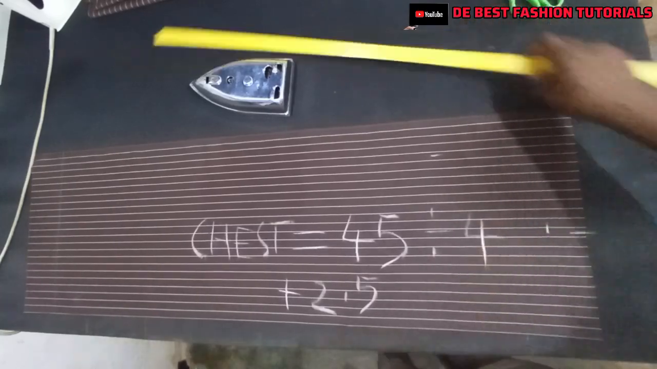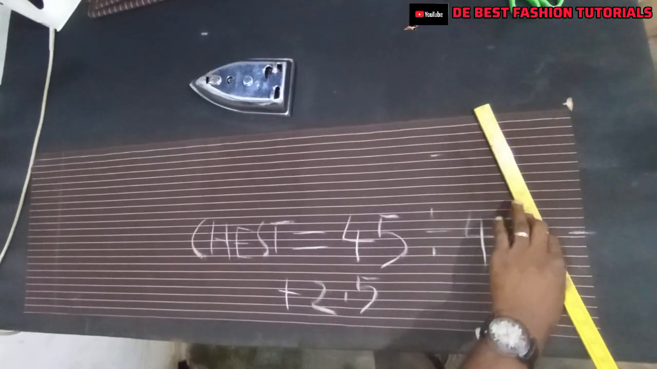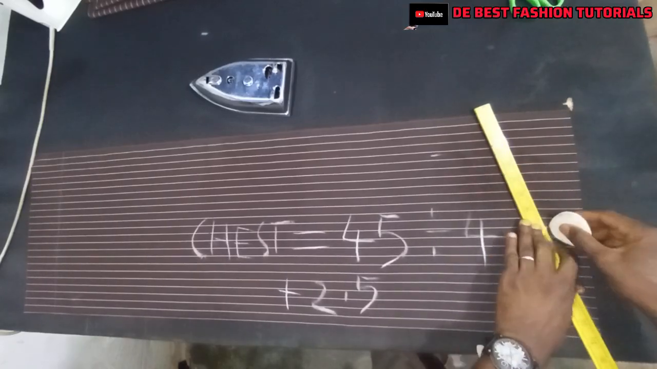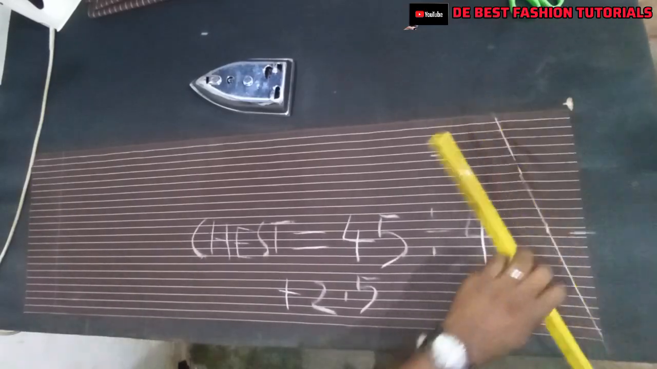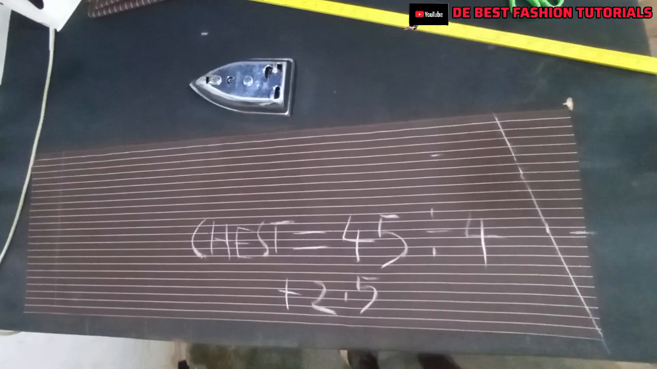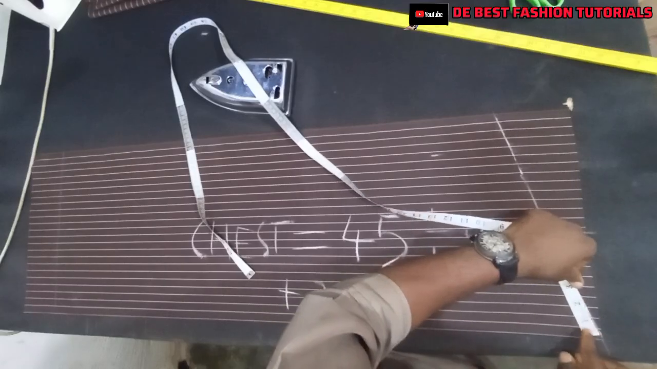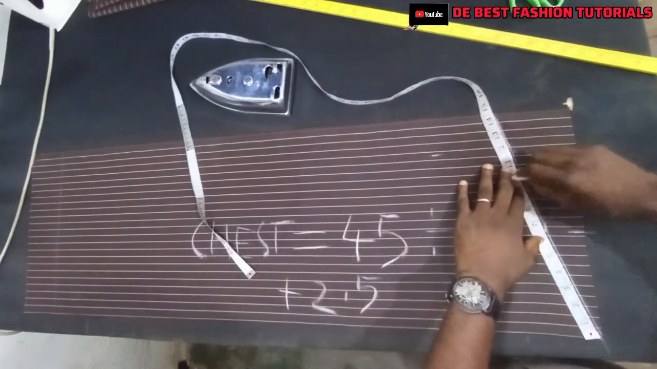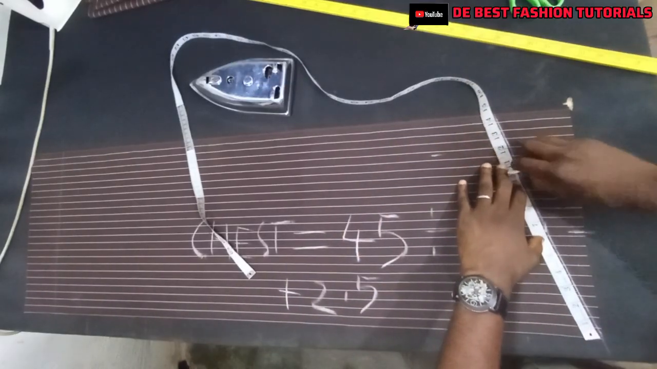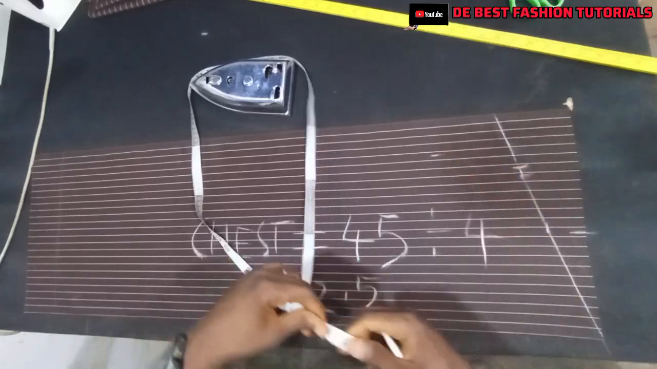So right now we'll slant it by 2 inches. You measure 6 inch and then go down by 2 inches to get your shoulder slant. So that's done. So next is our shoulder, which is 20 plus half inch.